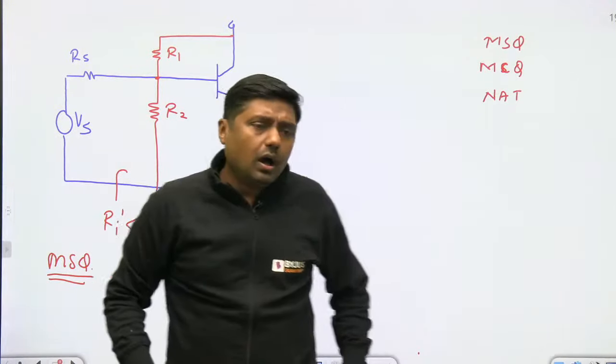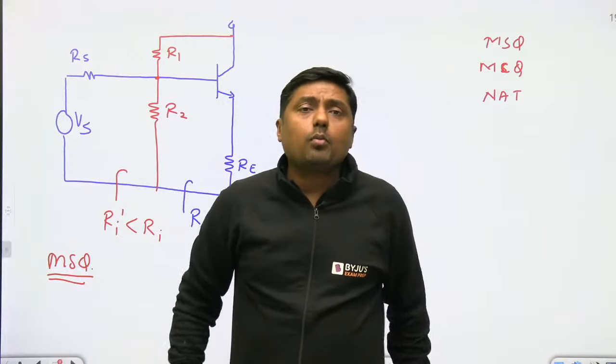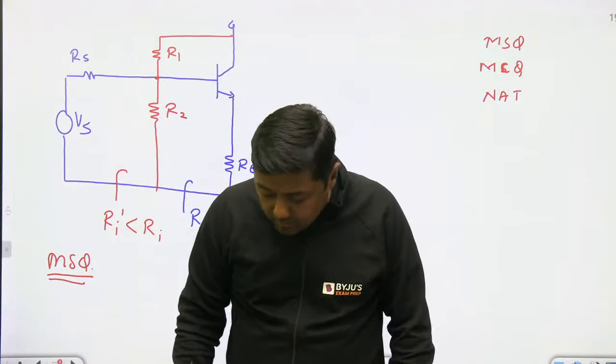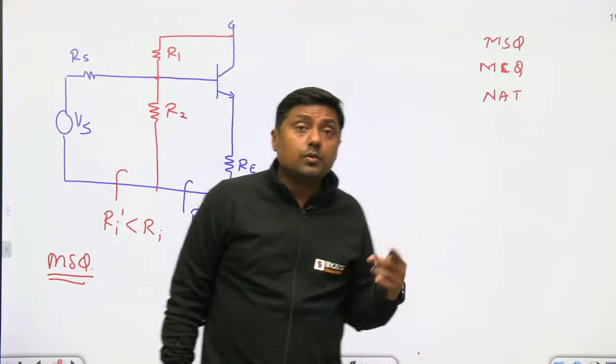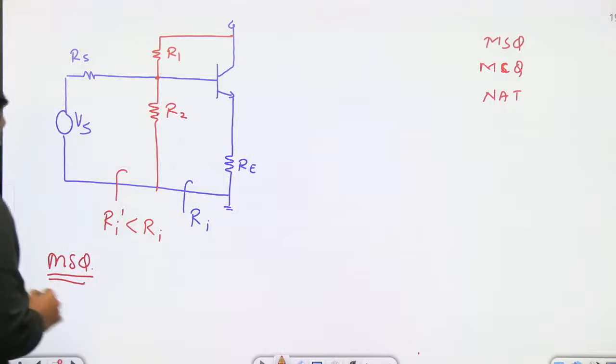So to overcome this type of problem, that is called biasing problem. And what is the biasing problem? Potential divider input resistance decreases. So we are using bootstrapping circuit. We are using what? Bootstrapping.